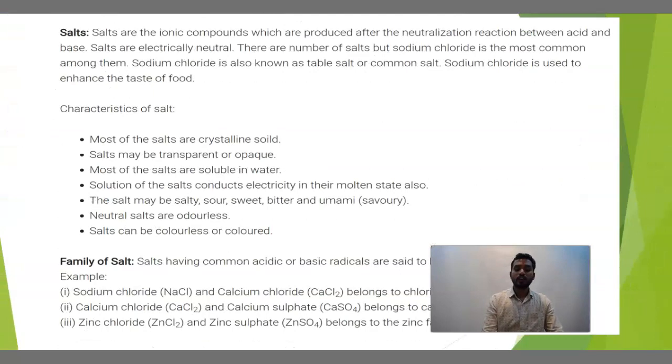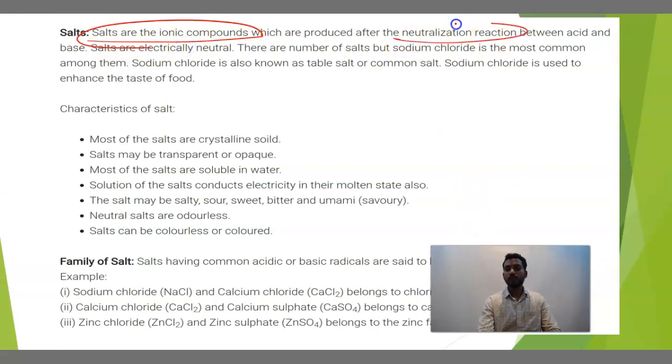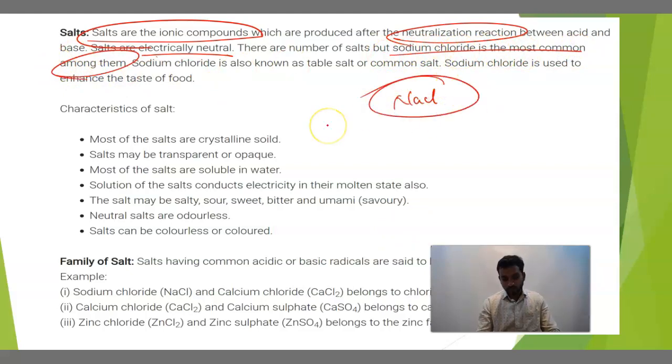Salts are ionic compounds. What are salts? They are ionic compounds which are produced by a neutralization reaction between acid and base. They are electrically neutral. There are a number of salts, but sodium chloride is the most common among them. Sodium chloride is the most common salt which we use in our daily life. It is also called table salt, which we use to cook food.